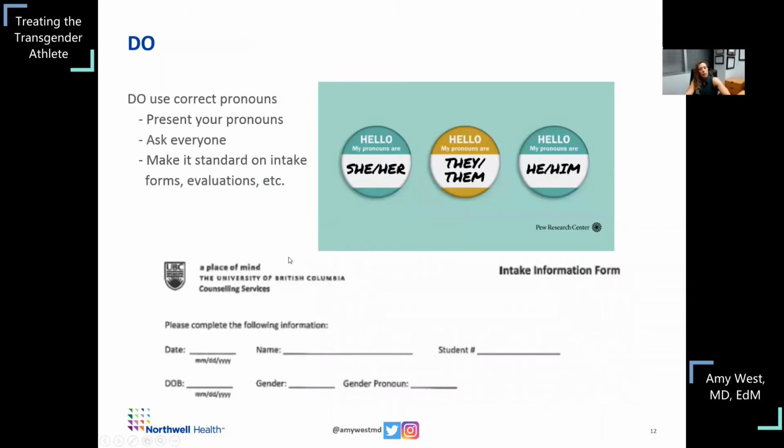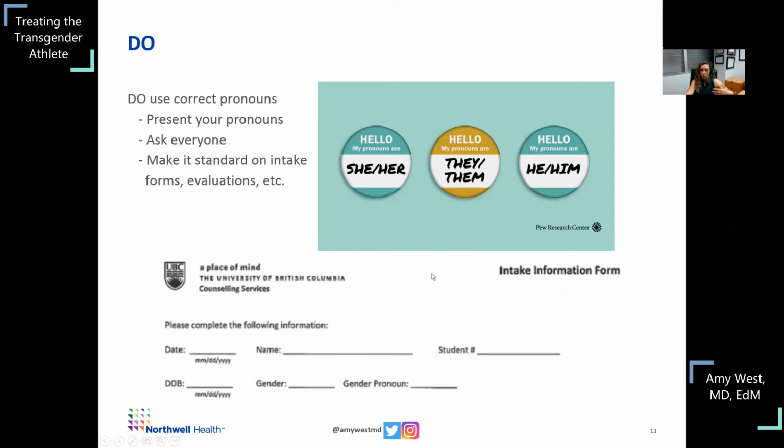Another thing is to make sure to use correct pronouns. Pronouns are very important for transgender people. The way to make sure that you're using correct pronouns is essentially just making it part of your everyday routine. So present your own pronouns. For example, on your name badge, you can get stickers that say, this is my name and my pronouns are, and it's pretty much been standard across the board. Then there's really no way to make anyone feel left out or make a mistake, because it's all just there as part of the process.